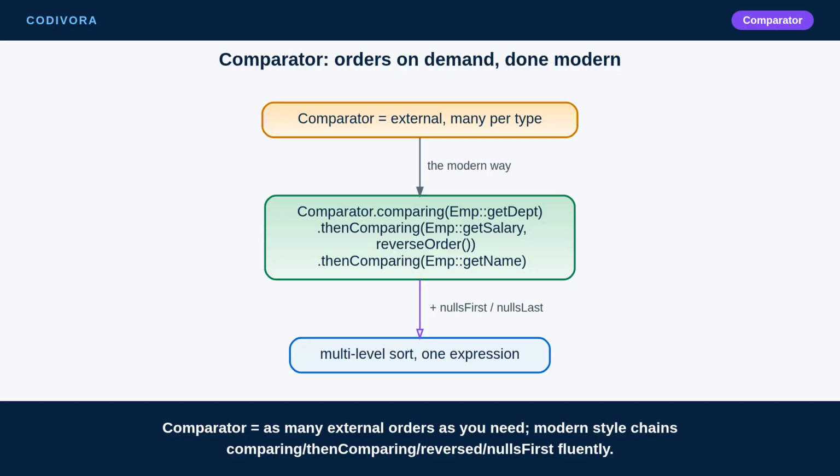Comparator is the flexible sibling, external to the class, as many orders as you need: sort employees by department, then salary descending, then name. And write it the modern way. Comparator.comparing with a method reference, chained with thenComparing, reversed, and nullsFirst or nullsLast for null-safe ordering. Multi-level sorting in one readable expression. No handwritten compare logic. The one-liner for the interview. Comparable is the type's own natural order, 1 per class. Comparator is orders on demand, many per class, defined outside it.